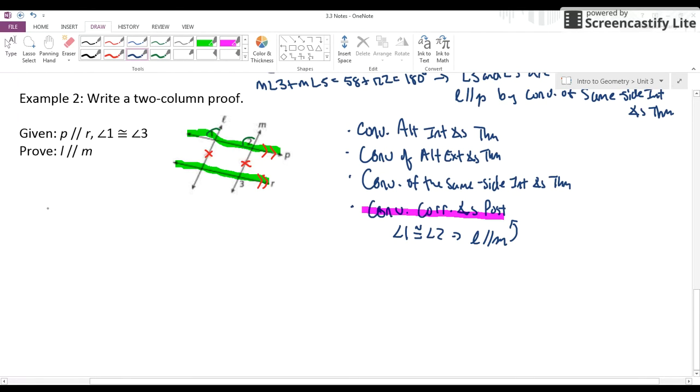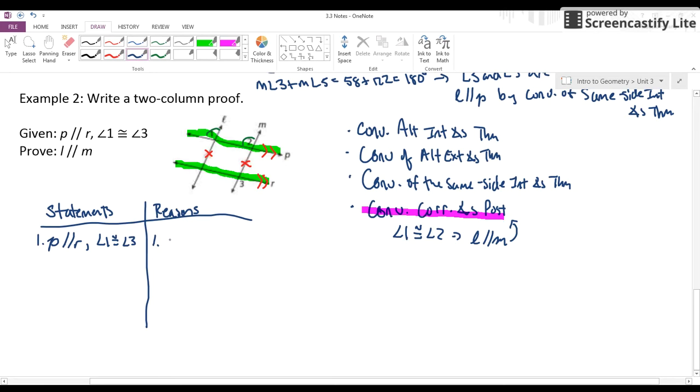All right, so I'm going to go ahead and set up my proof. I'm going to do 2 columns today. Remember, again, it's whatever you're more comfortable with. If you want to do flow chart, 2 columns, or paragraph, up to you. All right, so I'm going to go ahead and start with my given. I know that P is parallel to R, and that angle 1 is congruent to angle 3. And again, you can put all the givens in one line, or you can split it up. It's up to you.